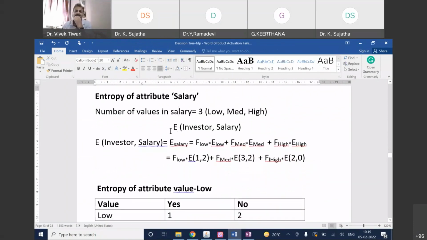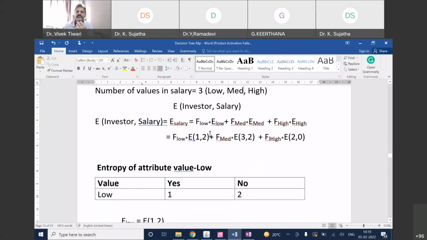The number of values in salary means the number of sub-labels in salary. Values means sub-labels like low, medium, and high. So we have to calculate the entropy of salary with respect to the class label attribute, investor. That is the formula.